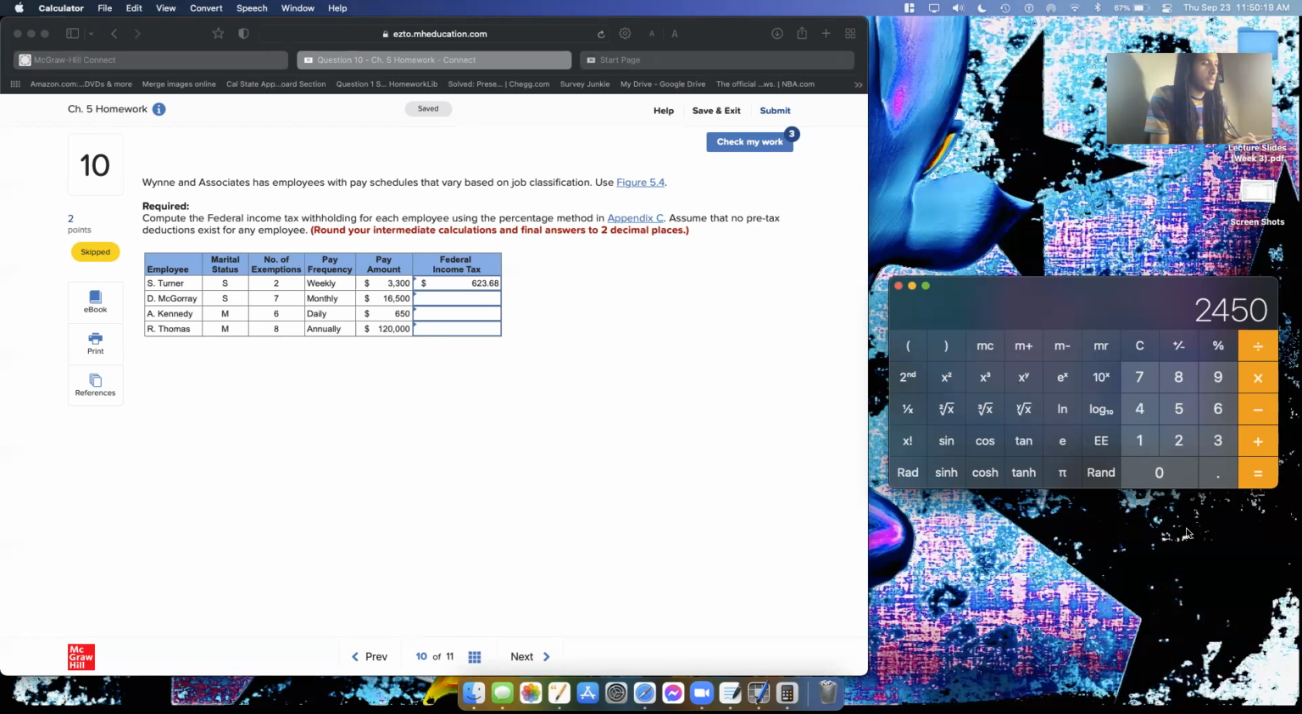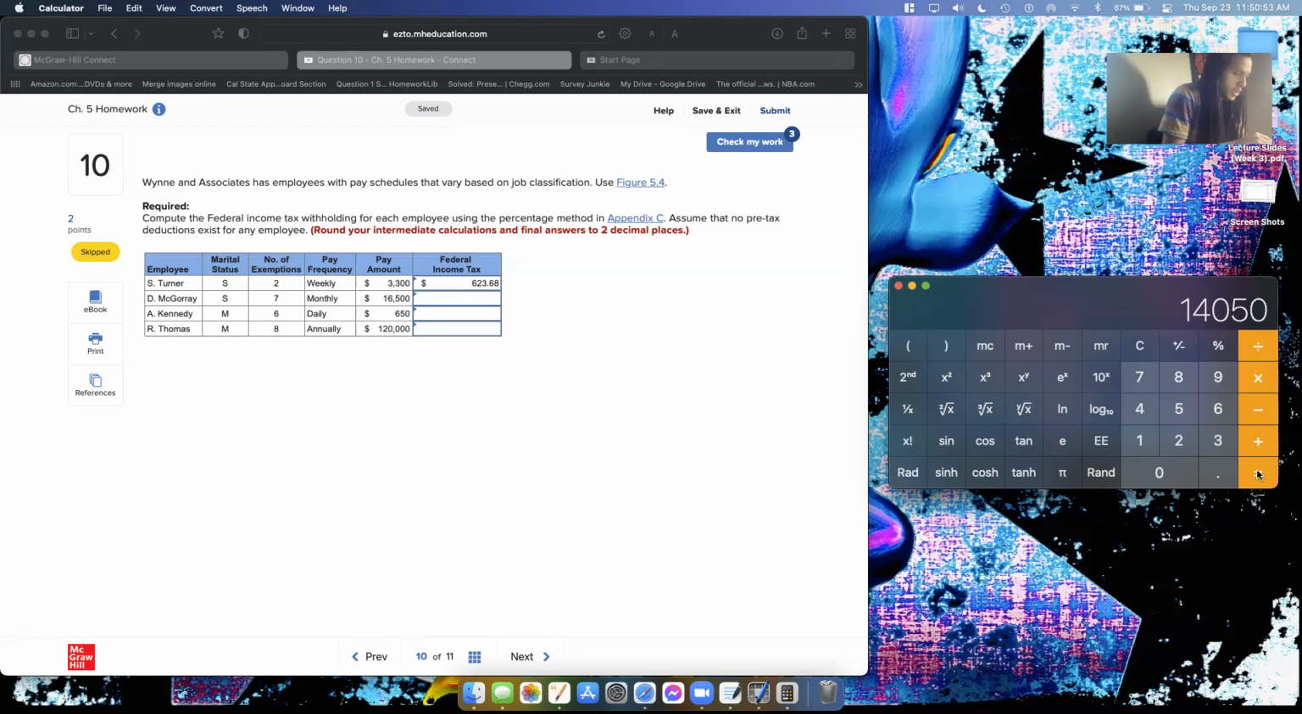So then after that is done, you're going to take the $16,500 that D. McGorry is paid on a monthly basis and subtract the withholding allowances of $2,450, and that equals taxable income of $14,050. The next step here is to figure out which table is correct.